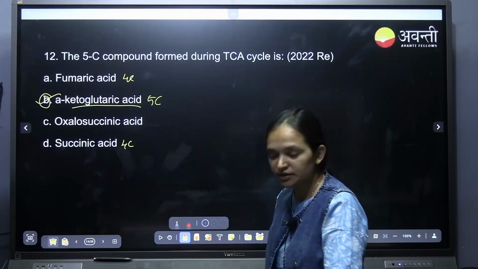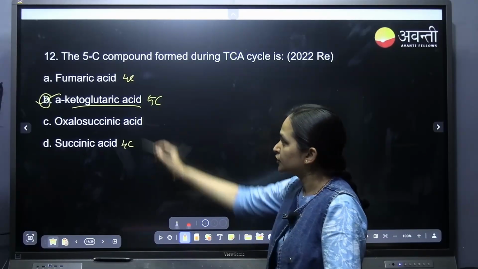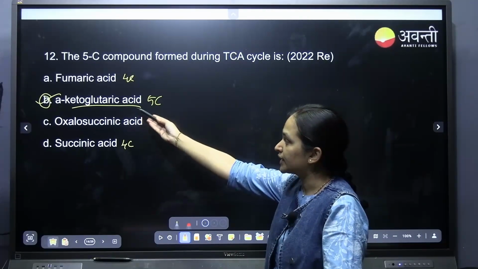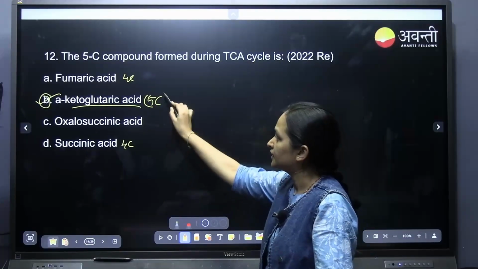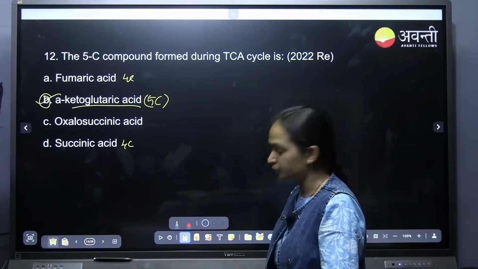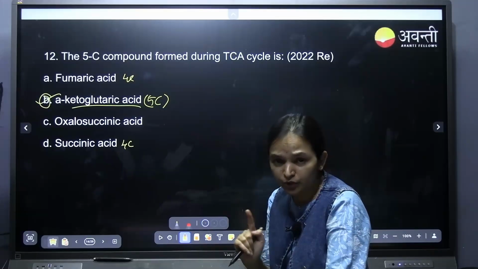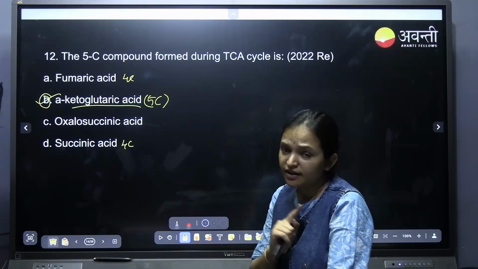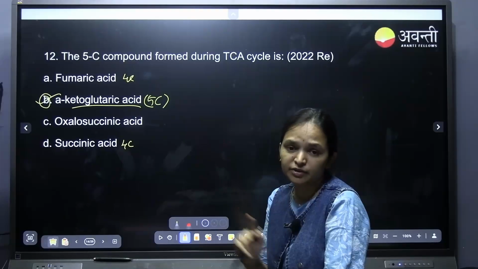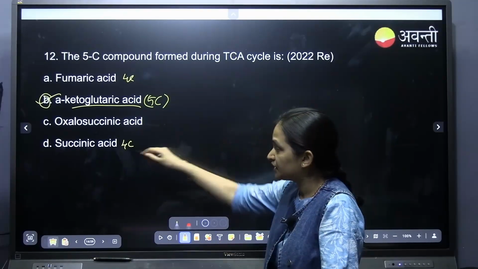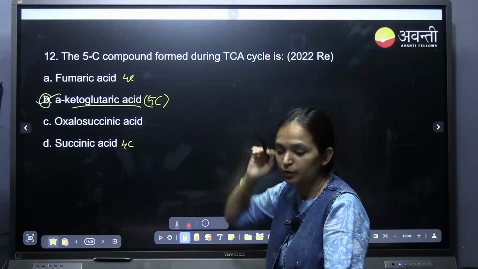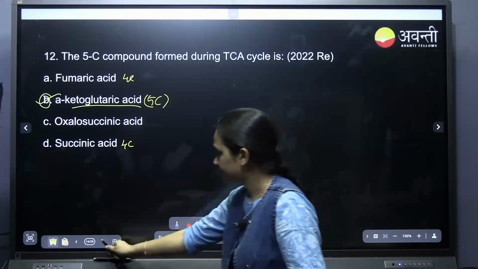We will keep it simple. Understood? So, alpha ketoglutaric acid is the 5 carbon compound, the only 5 carbon compound which we see in the Krebs cycle. Rest everything is 6 carbon or 4 carbon: citrate is 6 carbon, isocitrate is 6 carbon, then succinate, fumarate, malate, everything will be 4 carbon. Understood? Yes.